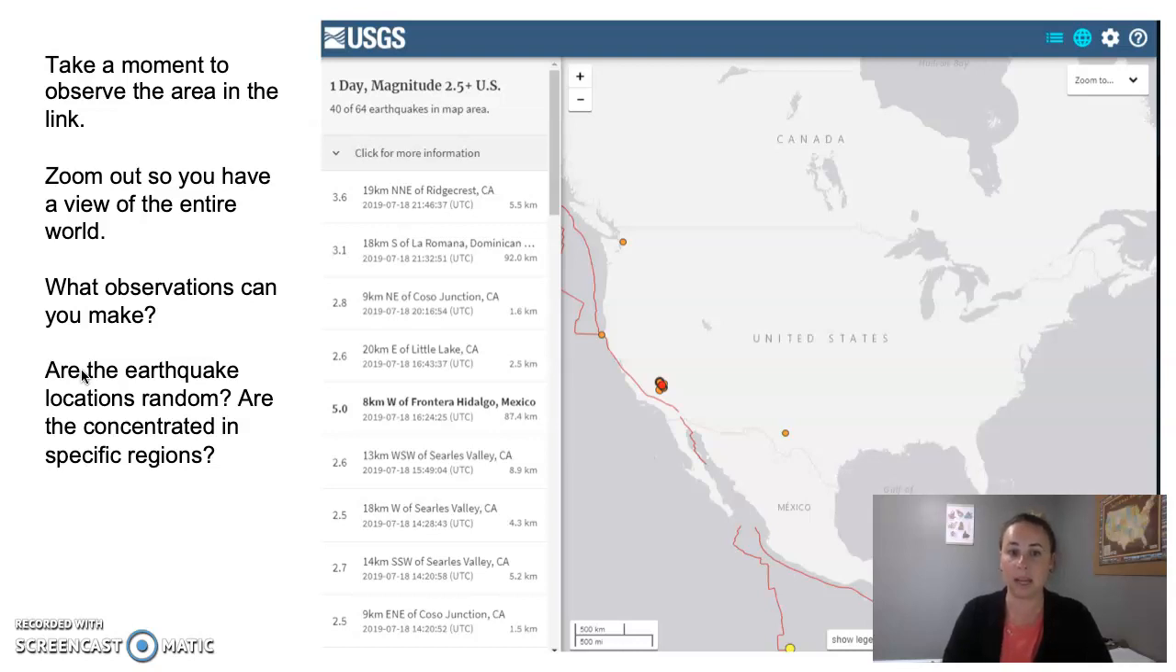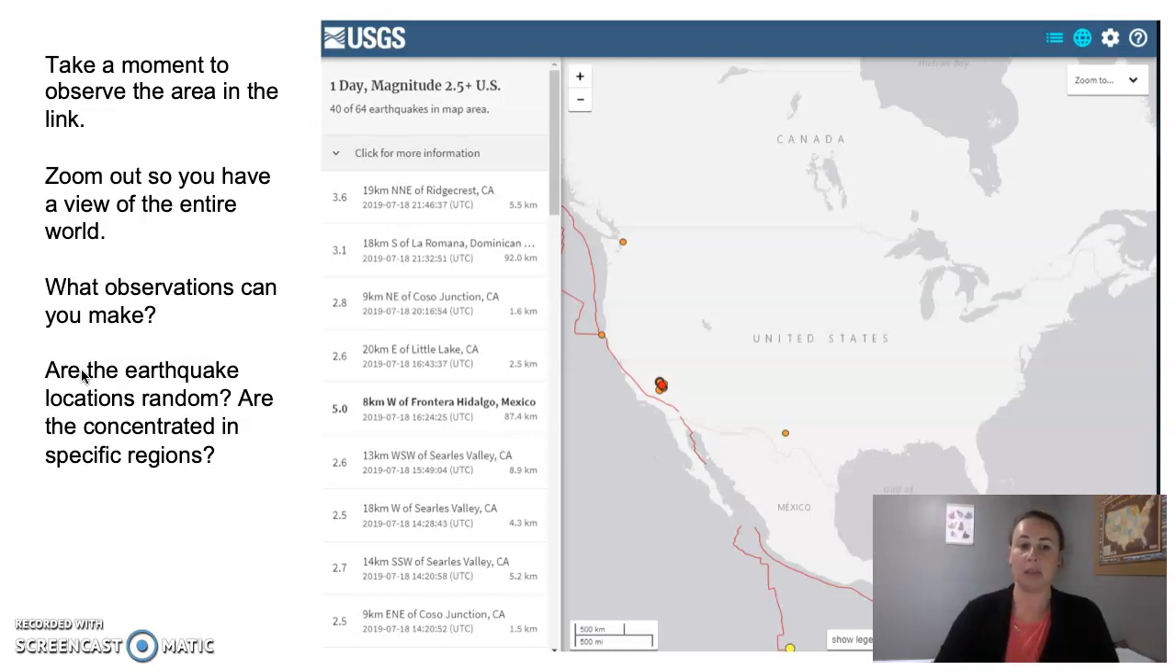So go ahead and take a minute, but before you do, on the left-hand side, it will give you the information on that. If you scroll over one of the circles on the map, it will tell you where it was, what the depth of the earthquake was, what the magnitude was, and its exact location.